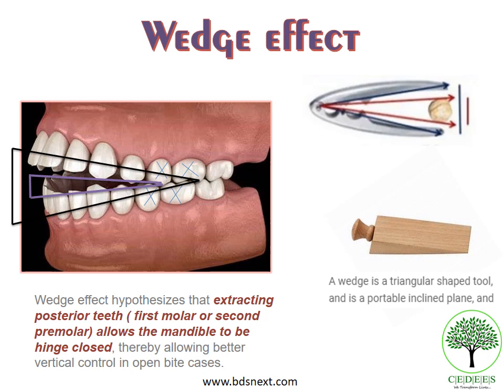Now if you see, the black triangle or the black wedge is when that open bite was there without extractions. Now if you extract the cross marked teeth, either the first molar or the second premolar, the wedge kind of closes, or the mandibular plane angle closes to make it a smaller wedge, and this is called the wedge effect. It helps to describe how an open bite can be closed by extracting posterior teeth.